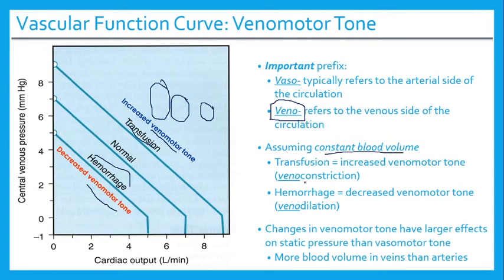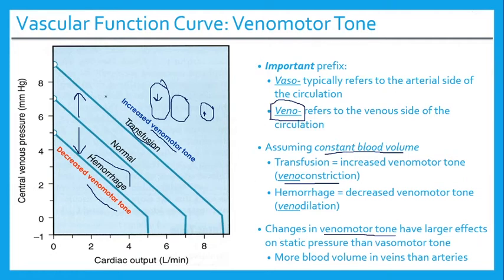When you have venoconstriction, you are seeing an increase in pressure. Because we are decreasing the radius, we increase resistance, and therefore we increase the pressure. If we venodilate, we are decreasing the resistance within this vein, and therefore decreasing the pressure within this vein. So ultimately, changes in venomotor tone are going to have effects on static pressure.